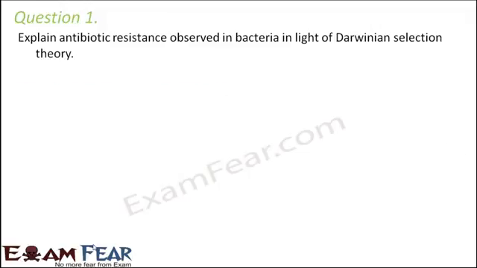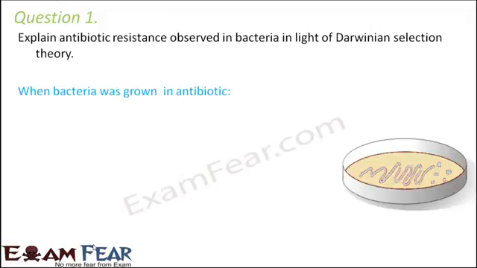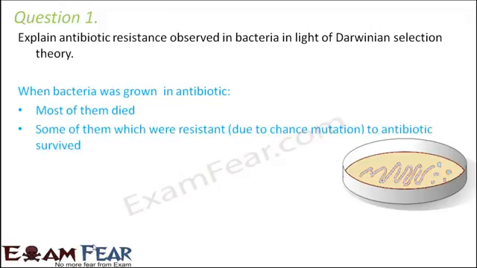So let us see. When bacteria was grown in antibiotic, it was seen that most of them died, because they cannot grow in a medium with antibiotics. So antibiotic kills bacteria. That is why they all died. But there were very few of them which were resistant to the antibiotic. And why were they resistant? That was just a matter of chance which would have happened due to mutation, due to some change in the genetic makeup. So they were resistant to the antibiotic and that is why they survived.